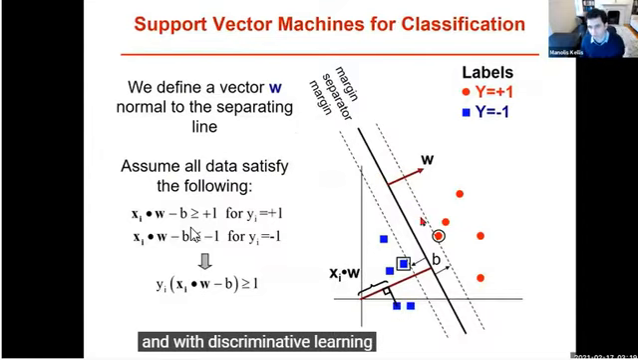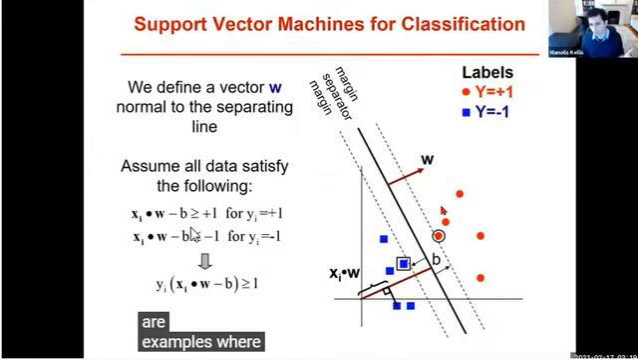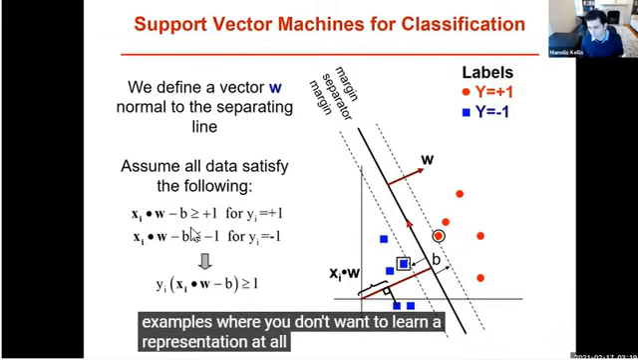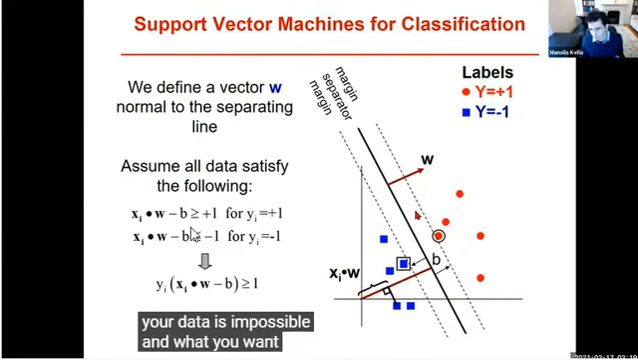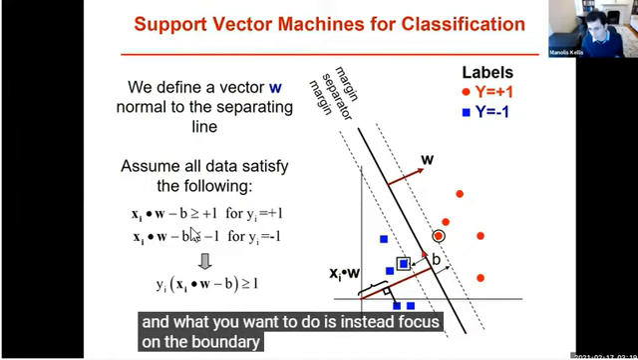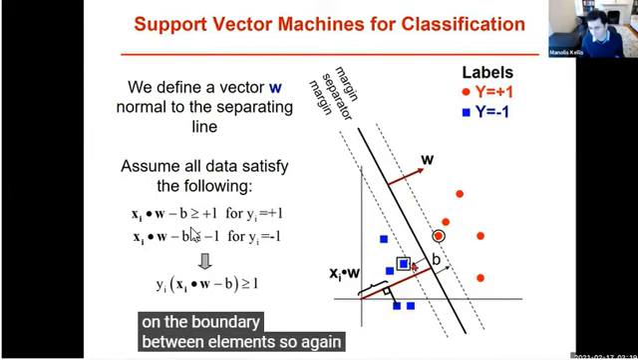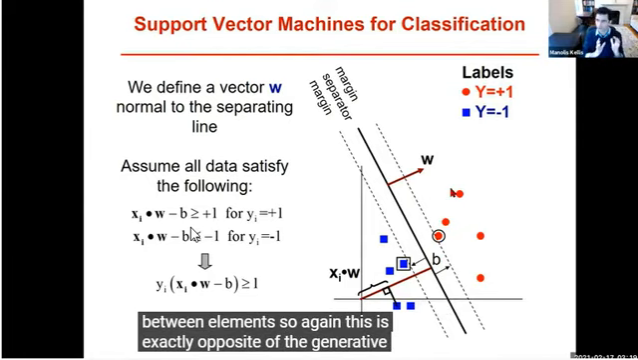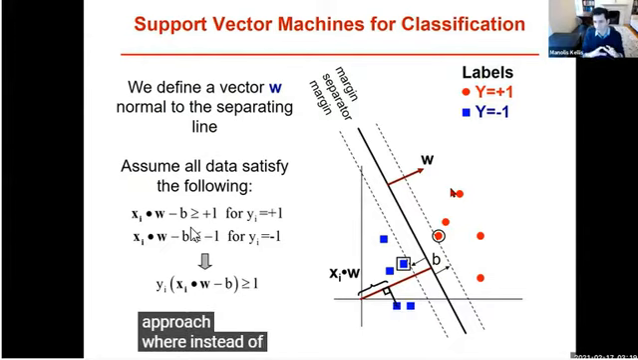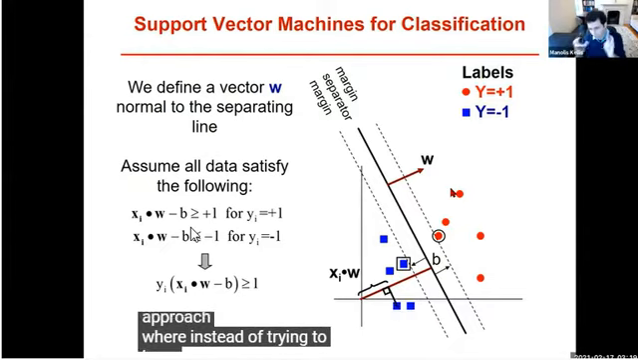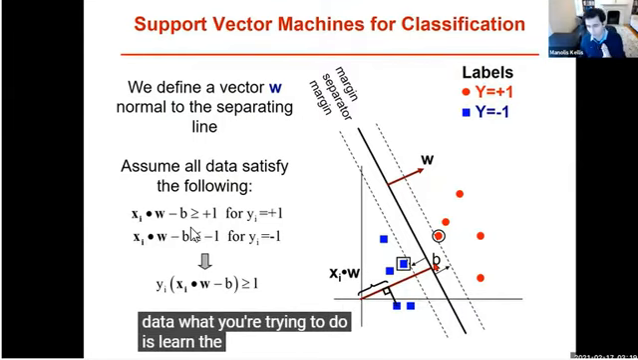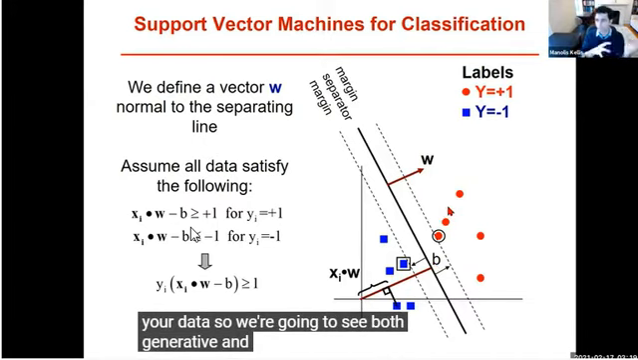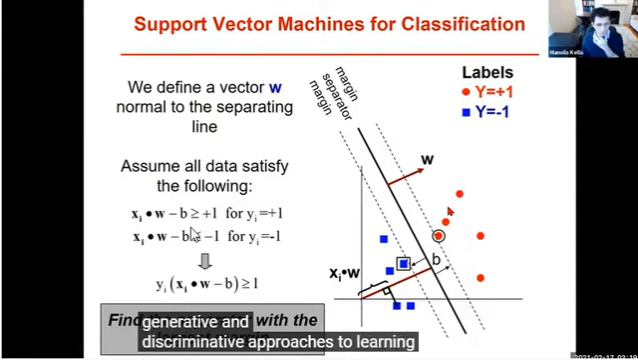And with discriminative learning, there are examples where you don't want to learn a representation at all. Maybe modeling the full distribution of your data is impossible. And what you want to do is instead focus on the boundary between elements. So again, this is exactly opposite of the generative model approach, where instead of trying to learn a model that captures all your data, what you're trying to do is learn the best separator between your data. So we're going to see both generative and discriminative approaches to learning.